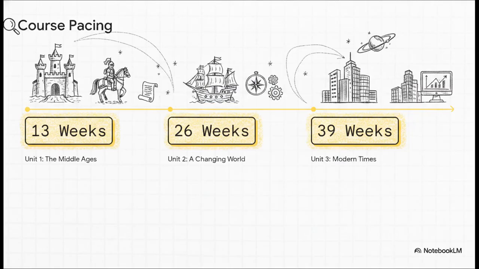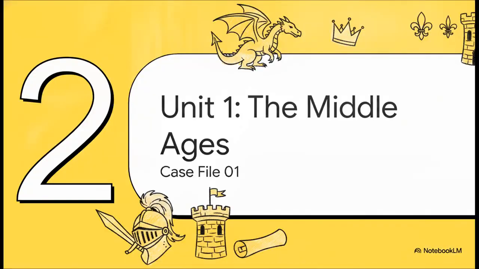So here is the roadmap for our 39-week chronological tour. We have 3 massive eras to cover, and each one takes about 13 weeks. This is where we shift our focus from the how of our toolkit directly into the epic what of human history. All right, let's open up our very first case file. Unit 1, the Middle Ages.